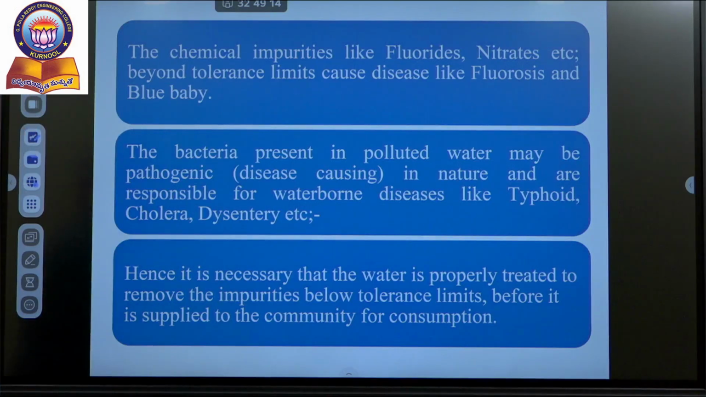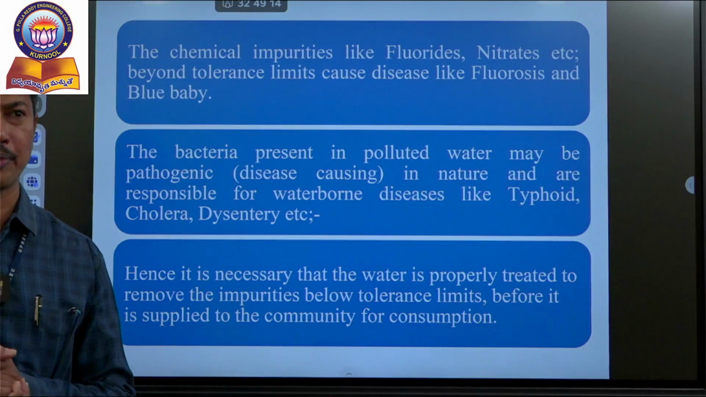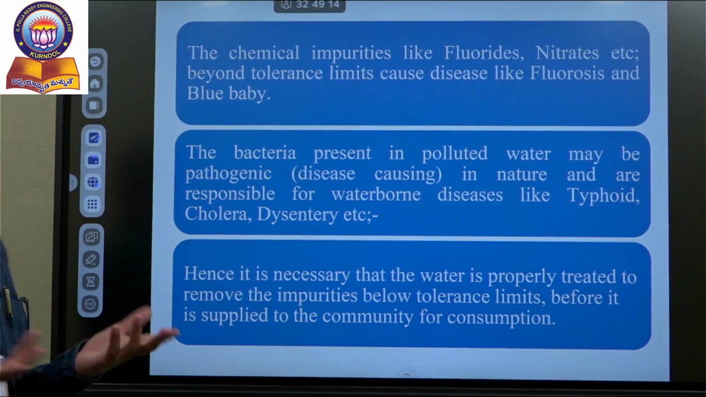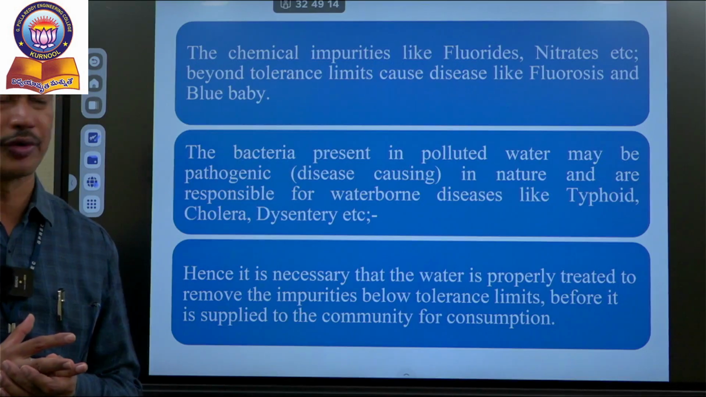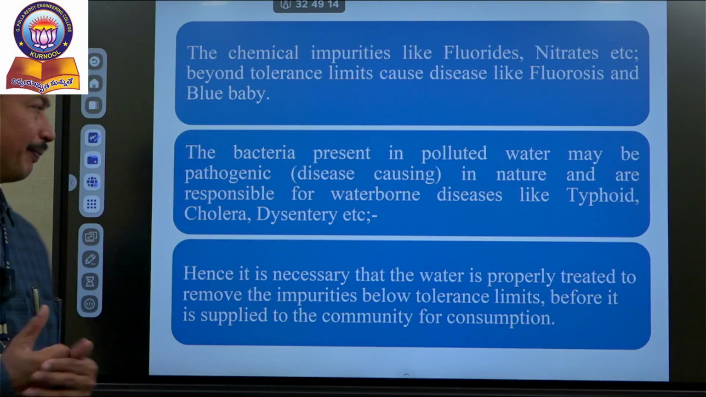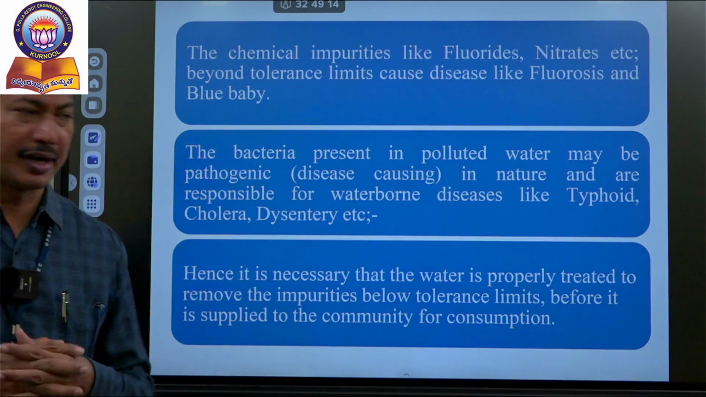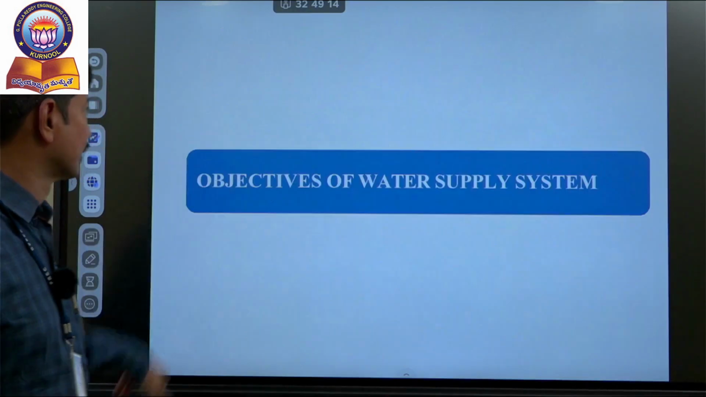Chemical impurities like fluoride and nitrate, beyond the tolerance limits, cause fluorosis and methemoglobinemia, a disease like blue baby syndrome. Bacteria present in water, especially pathogenic ones, may cause waterborne diseases like typhoid, cholera, and dysentery. Hence, it is necessary that water is properly treated before supply to the public. Compulsory. And that is it.